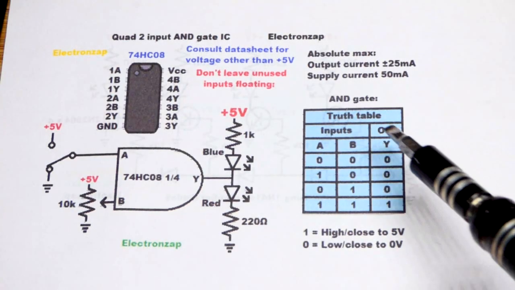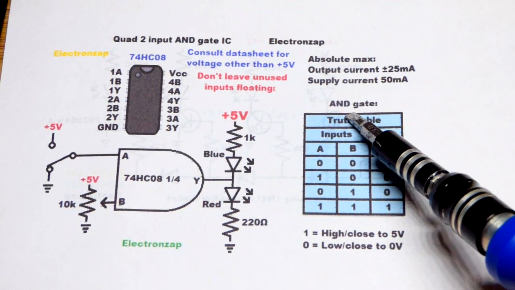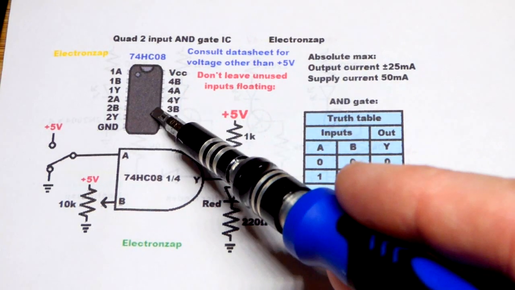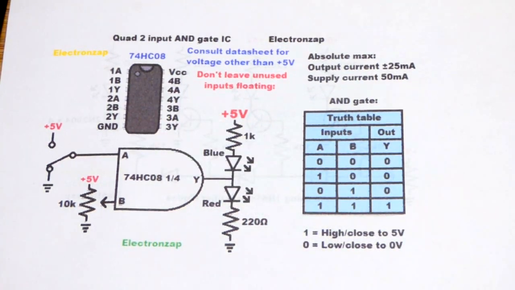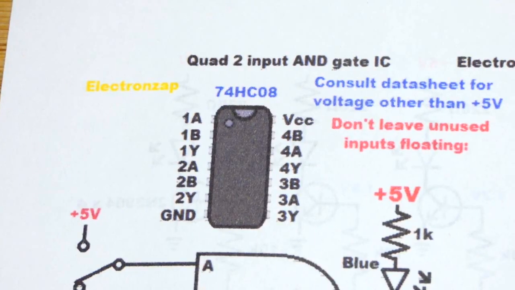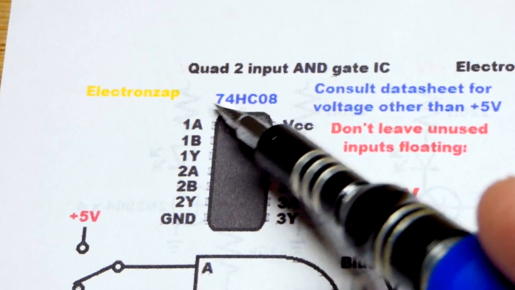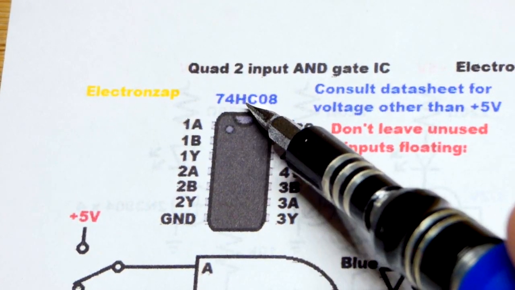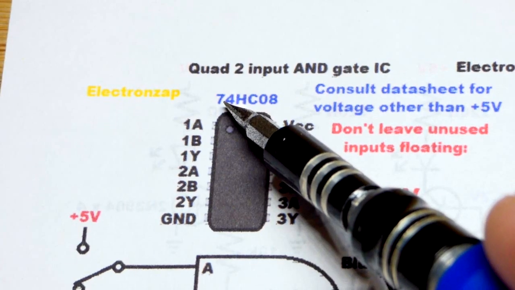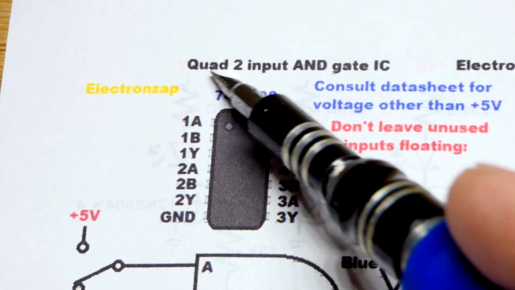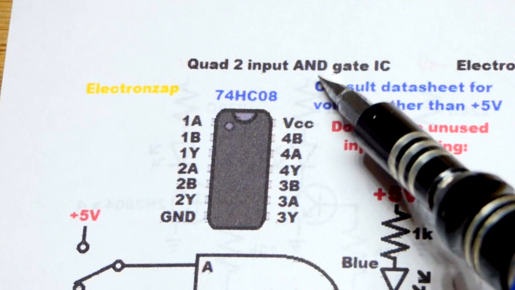So now in this video, we're going to look at the AND logic gate. We're going to use an integrated circuit that has 4 AND logic gates. The integrated circuit we're going to use is the 7408, the high-speed CMOS version, but 7400 series integrated circuits. 08 is the quad 2-input AND gate.